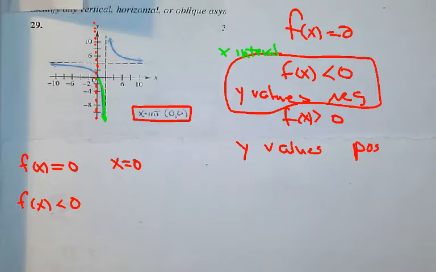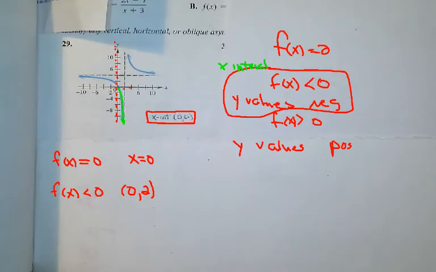So let's go back to my other color. When I pick numbers that are in between 0 and this vertical asymptote, they're counting 2, 4, 6. So between 0 and 2, that's the only time that this graph is below 0. Think of it like a thermometer, below 0. The only time that the graph is below 0 is between 0 and 2.